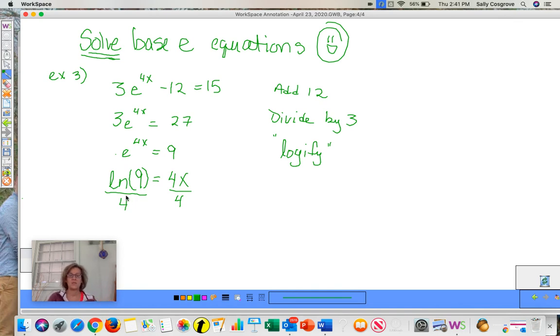And so, of course, here we have the natural log of something, and then we're just dividing both sides by 4. At this point, it's a calculator problem. So you're going to say the ln of 9, close parentheses, divided by 4, and you get this lovely decimal. We want to round to 5 places past the decimal.